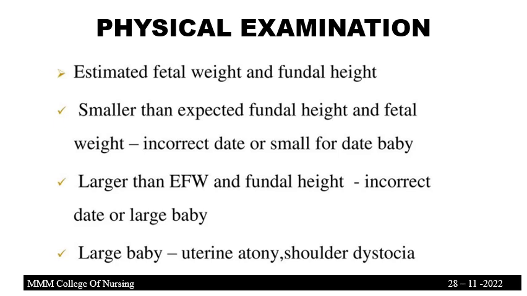Okay, smaller than the expected fundal height and fetal weight means incorrect date or small-for-date baby. Larger than the expected fetal weight and fundal height can also happen if the date was incorrect, or a large baby. So if there is a large baby, uterine atony and shoulder dystocia can occur. So these are the complications we have to expect when there is a large baby.